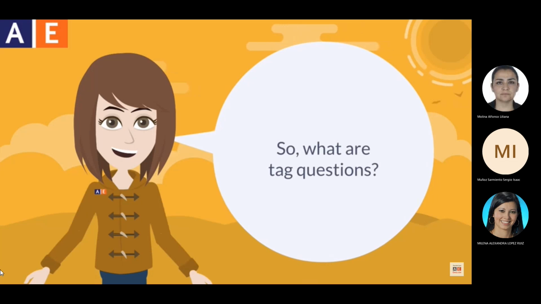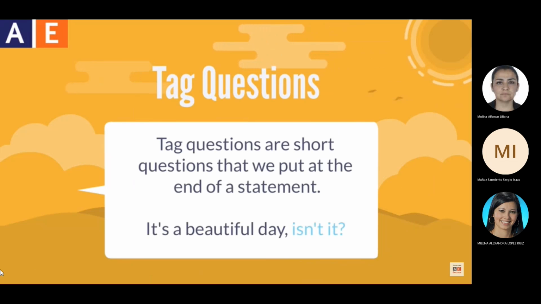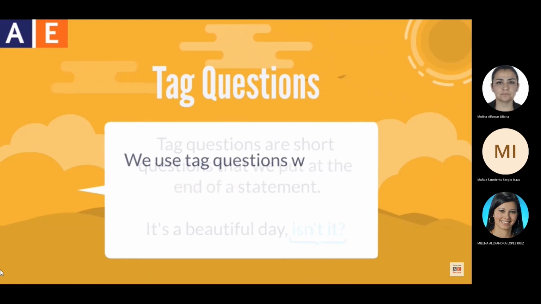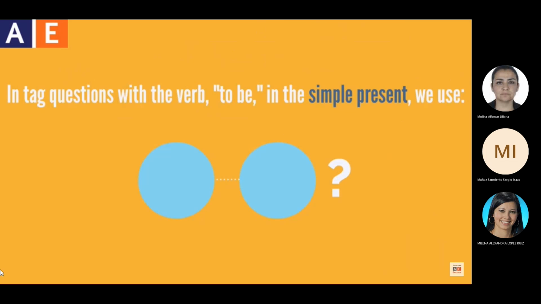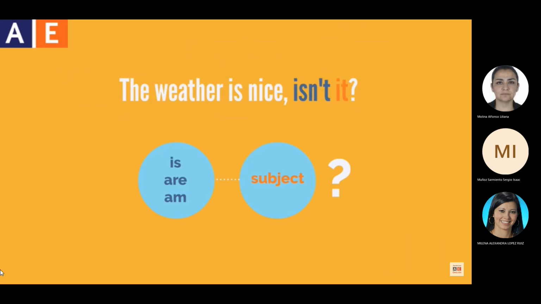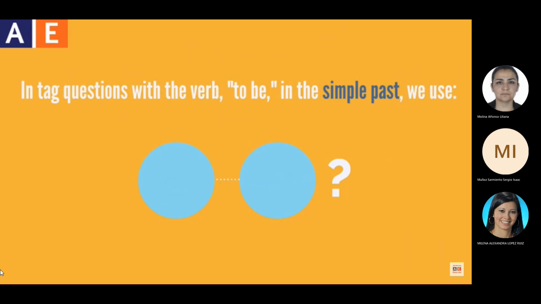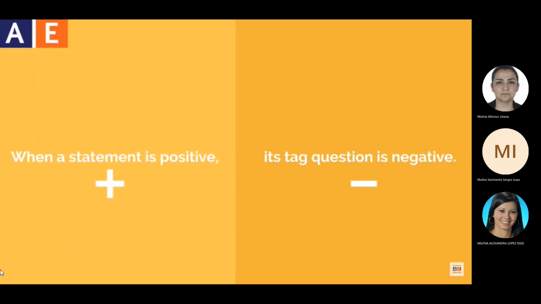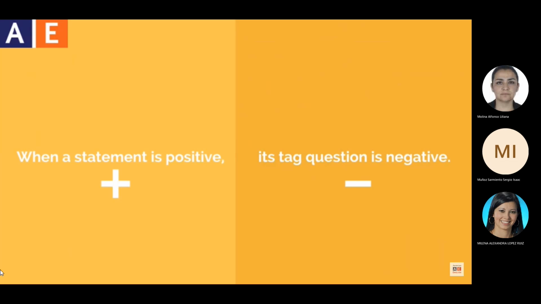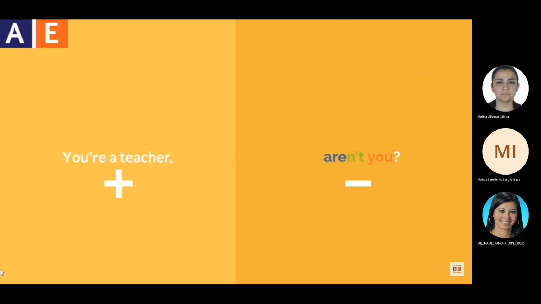So what are tag questions? Tag questions are short questions that we put at the end of a statement. We use tag questions when we want someone to confirm or agree with something that we think is true. In tag questions with the verb to be in the simple present, we use is, are, or am plus the subject. The weather is nice, isn't it? In the simple past, we use was or were plus the subject. The pie was good, wasn't it? When a statement is positive, its tag question is negative. You're a teacher, aren't you?